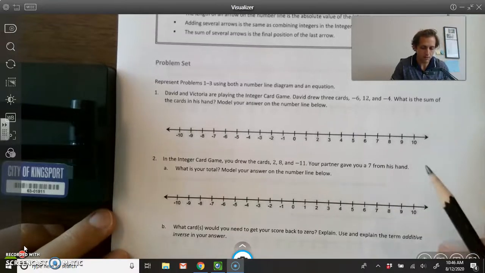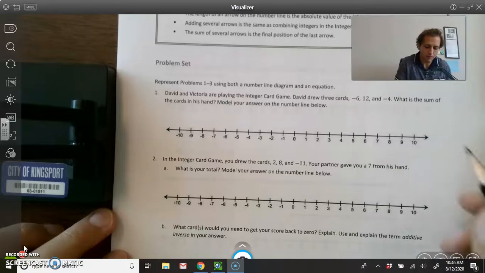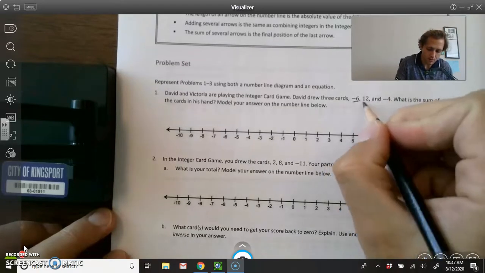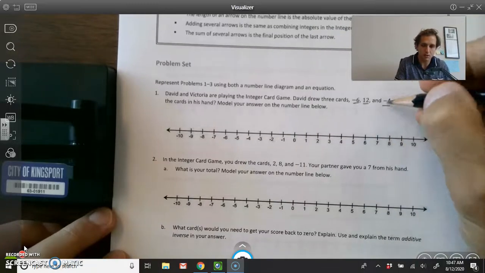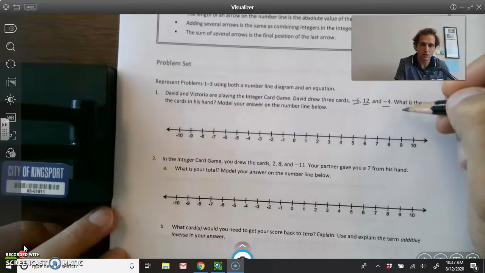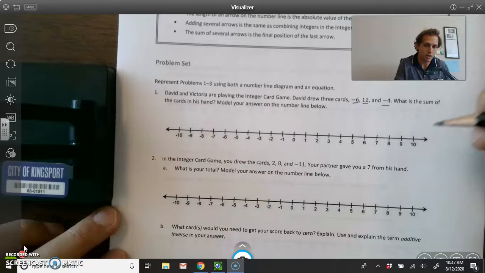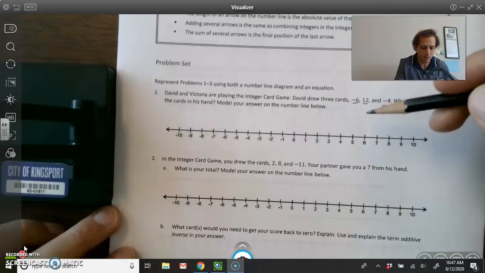Question number 1, David and Victoria are playing the integer card game. David drew 3 cards, -6, 12, -4. We need to remember that all 3 of these are integers, and they all communicate 2 things. They communicate direction and distance. So I need to answer, what is the sum of the cards in his hand?